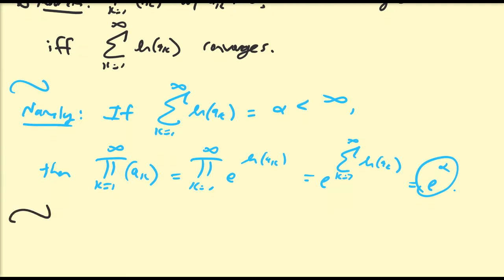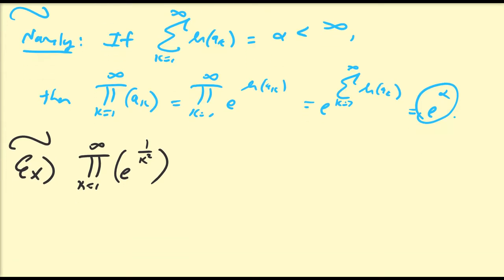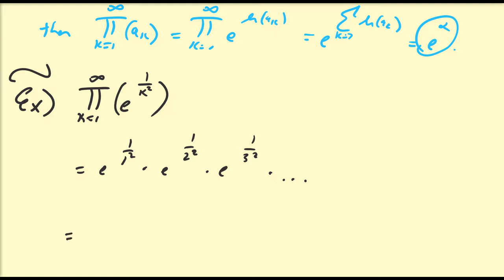Alright, so let's go through an example. Let's consider the infinite product of e to the 1 over k squared. So 1 over k squared is the exponent here. Let's rewrite this out. This is going to be equal to e to the 1 over 1 squared times e to the 1 over 2 squared times e to the 1 over 3 squared times and so on. Since these are the same bases, we can add the exponents. So this is going to be e to the 1 over 1 squared plus 1 over 2 squared plus 1 over 3 squared plus, and so on.